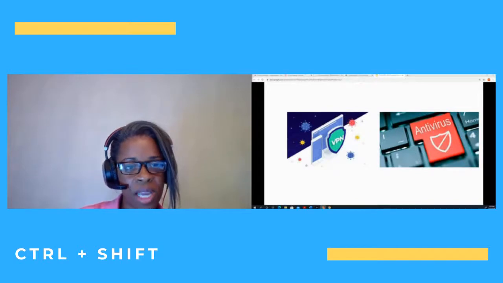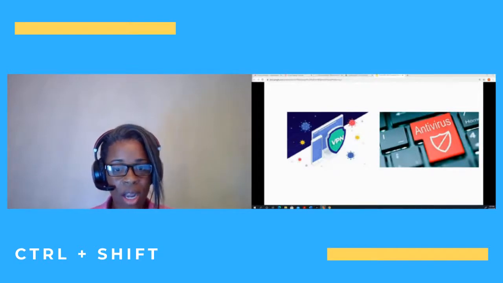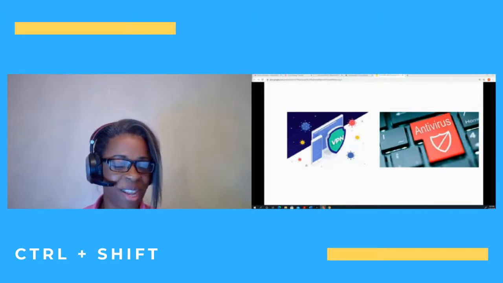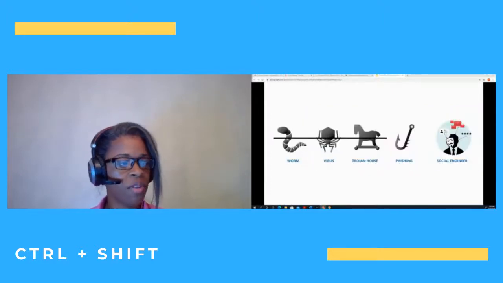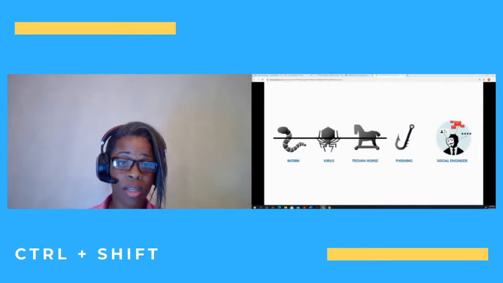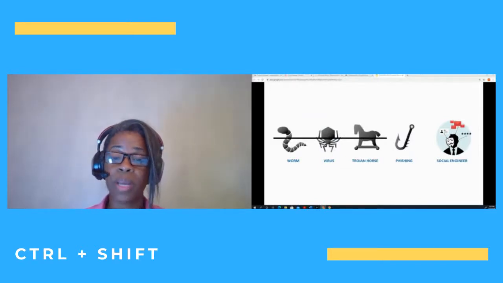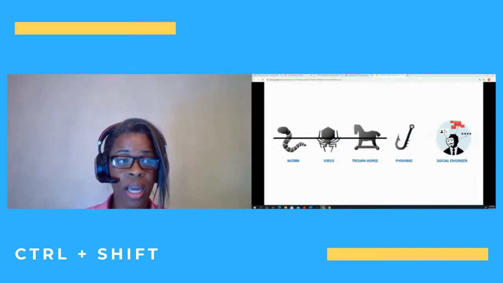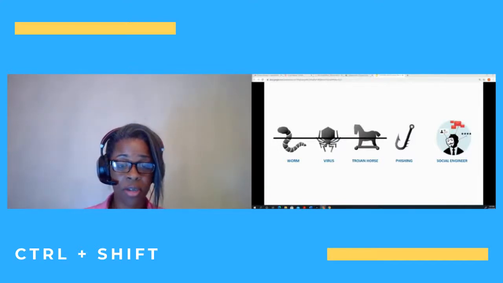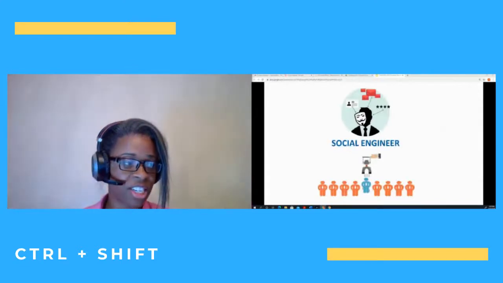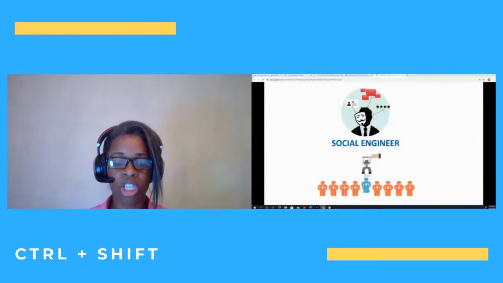We talked about VPNs and antiviruses, and that takes care of the, I see you, Carmen. That takes care of the worm, the virus, and the Trojan horse. So the phishing, we talked about that. We talked about phishing attacks being transmitted over email, essentially. And so the social engineer, right, the social engineer is going to look for the chinks in the armor. It could be a receptionist. It could be your maintenance staff. It could be you, right?